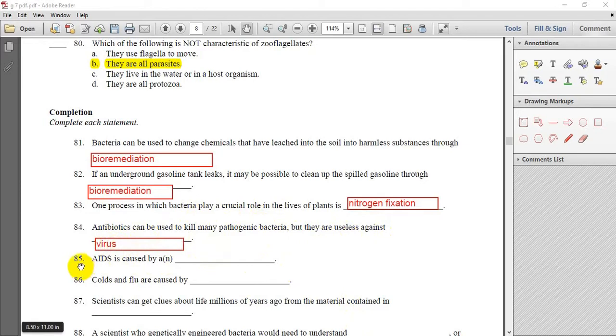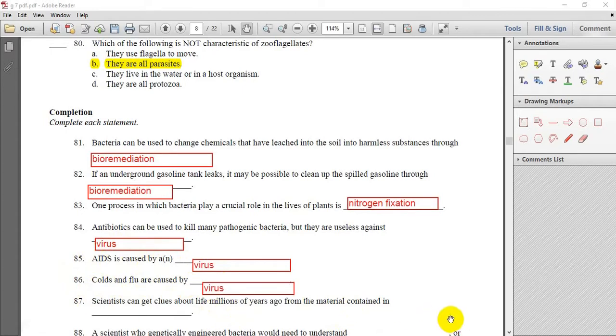Question 85. AIDS or HIV is caused by. AIDS is a kind of disease of the immune system. This kind of disease is caused by virus. Question 86. Cold and flu are also caused by virus.